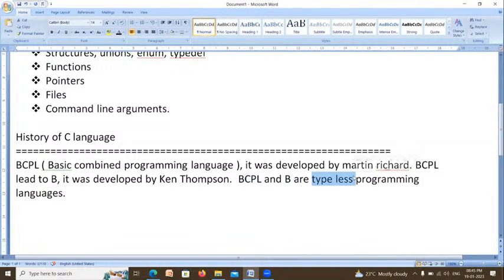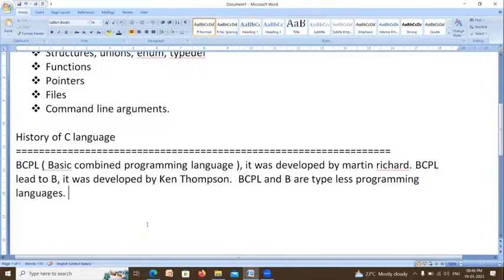What is the meaning of data types? Suppose whenever you go to a sweet shop, there are so many sweets. Whenever you go to a hotel, there are so many types of tiffins like idli, vada, dosa, puri, like that. Those are the types of tiffins. In the same manner, in data also there are some types. Those are called data types. BCPL and B don't support data types, so they are called typeless programming languages.